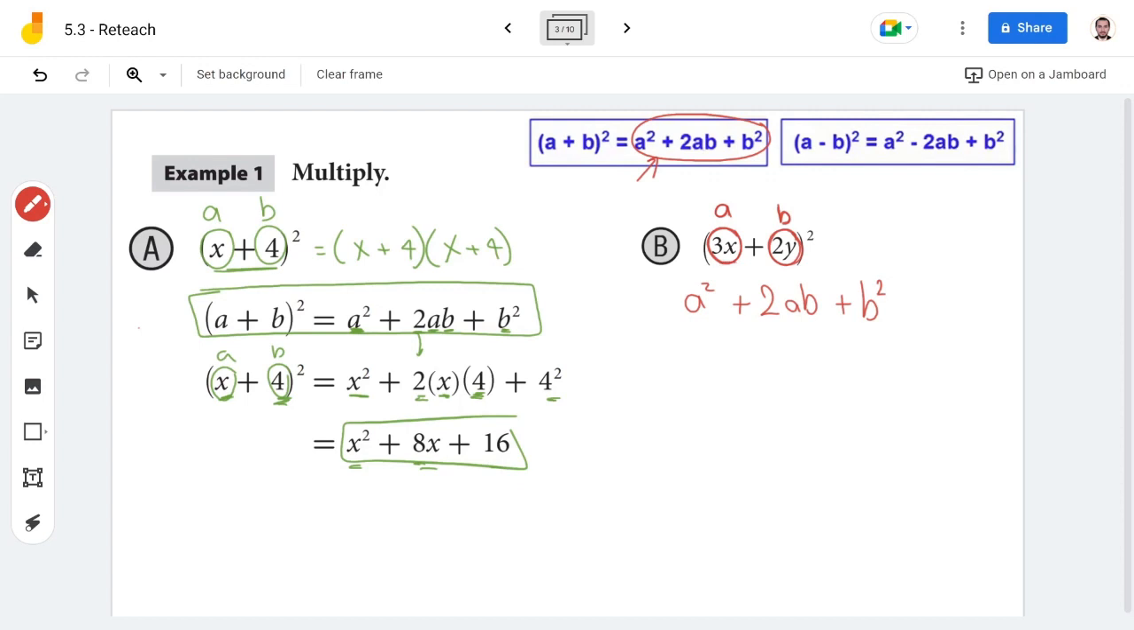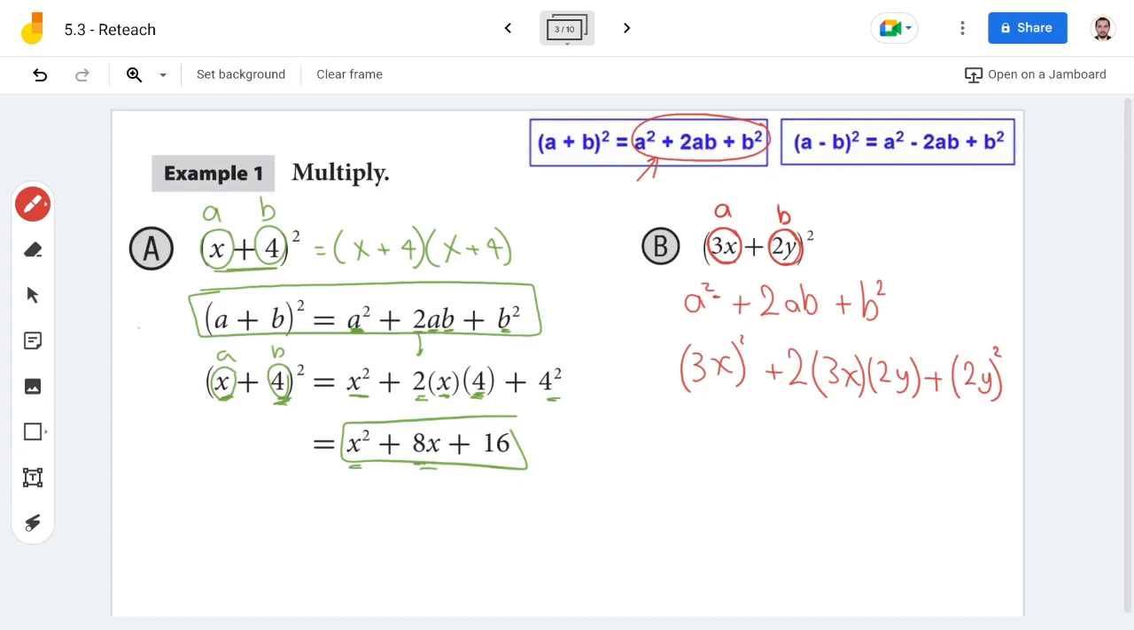So now A means 3x, all of that to the power of 2. Don't forget the power. Plus 2 times A, which is 3x, times B. B is equal what? 2y. So we write 2y. Plus B squared. B squared is also 2y.